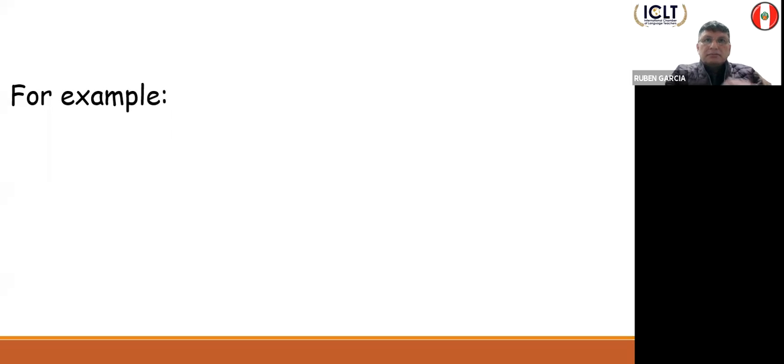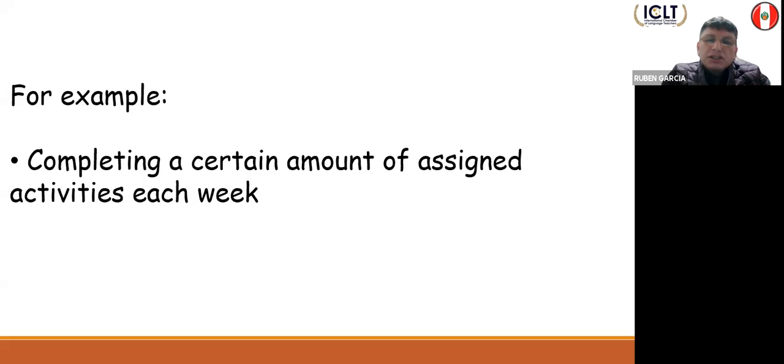Let me share some examples. And we see completing a certain amount of assigned activities each week, right? So you have to make the arrangements to have these activities in every week. It depends on how many hours you have per week, right? How many academic hours do you have per week? So according to that, you can organize these activities.